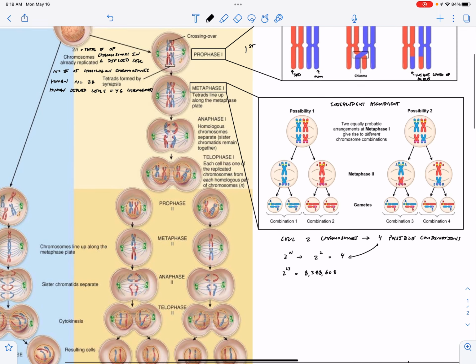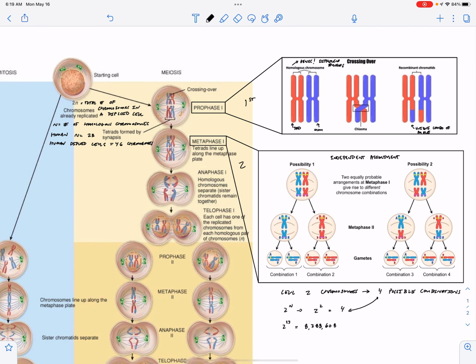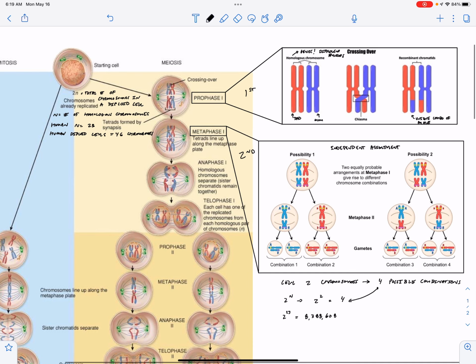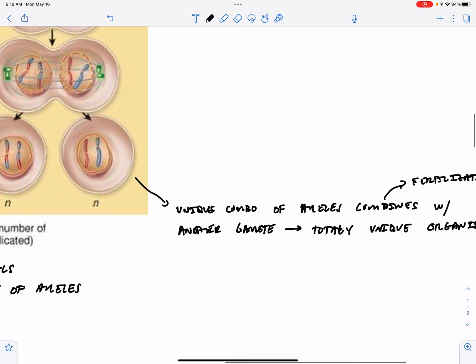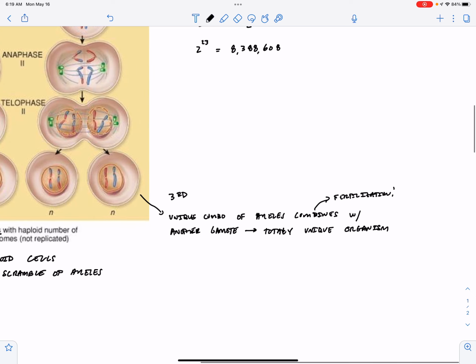Okay, so if independent assortment was the second way diversity is created in meiosis, then fertilization is the third way diversity is created, where we take one unique scramble of alleles and we're going to combine it with another unique scramble of alleles as an egg and a sperm fuse during fertilization, and we're going to end up with a totally unique organism.